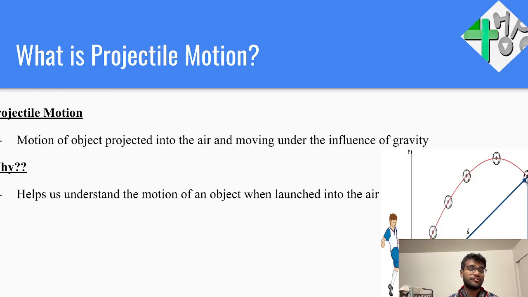Now, why is it important? It helps us understand the motion of an object when launched into the air. So essentially, the object's movement is dependent on gravity. You can see at a certain degree, at a certain x and y component, when you kick a ball, gravity will basically determine how the ball will move at certain points, at certain vertexes, and how it would move throughout this parabola.